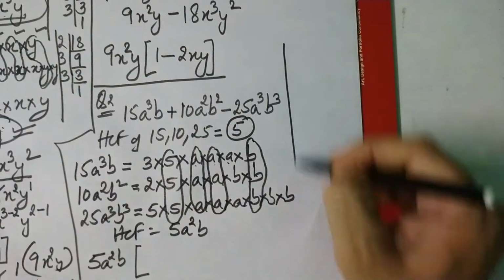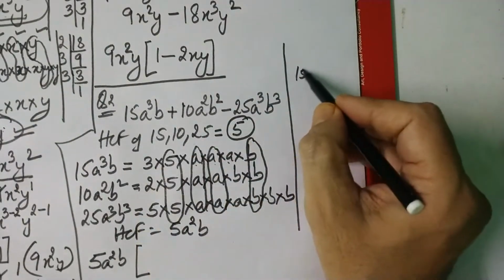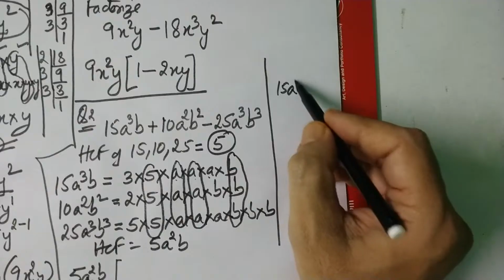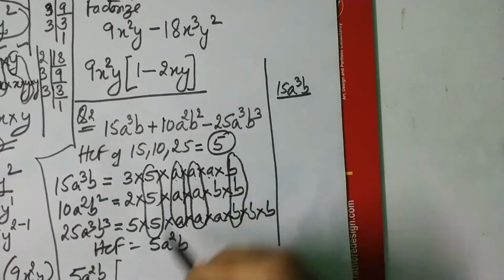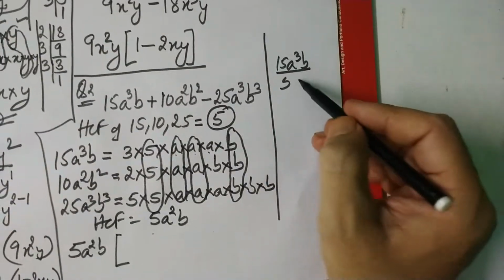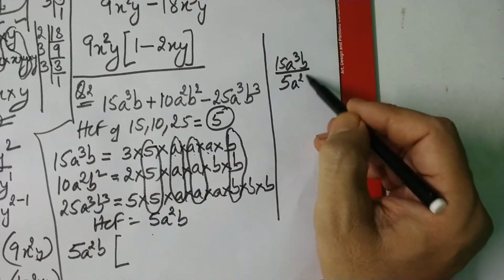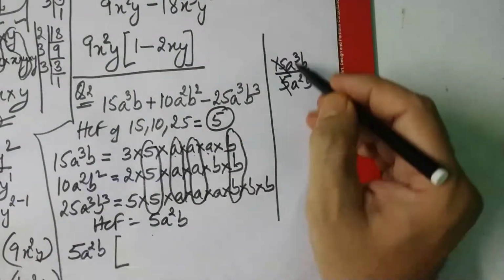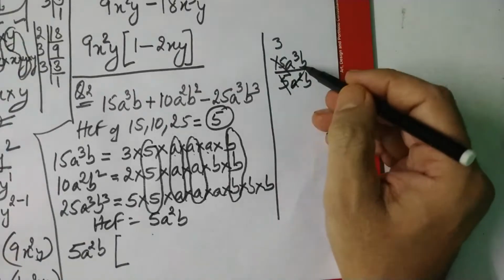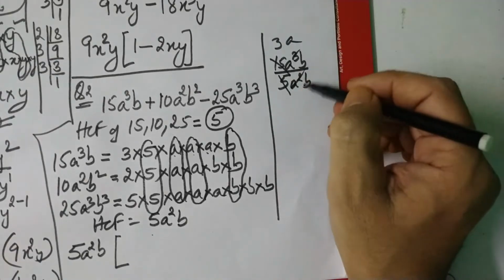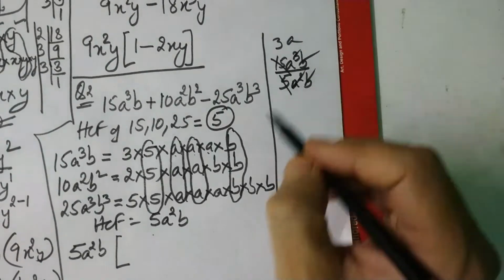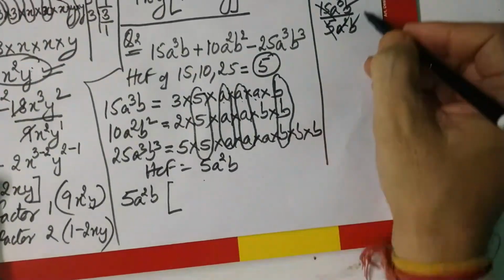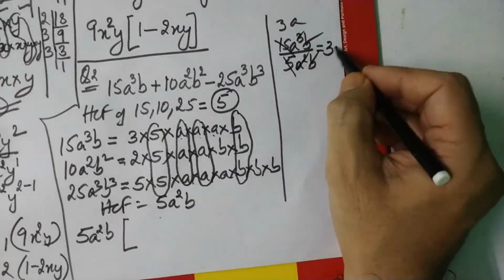So let's see, what do you get? 15A cube B divided by 5A square B. What will you get? 5 will divide, it will become 3. A will divide, it will become A, and B will cut. So what is left? 3A. So here the answer is 3A.